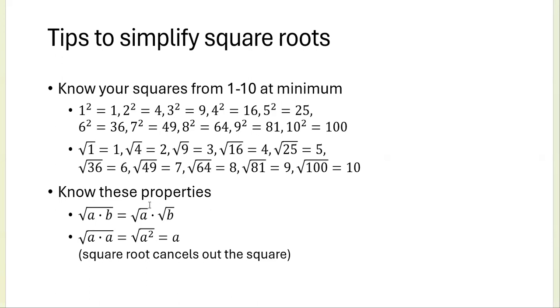And then we've got to know these properties. The square root of a times b is the square root of a times the square root of b. You can break up the radical into two when the terms are being multiplied to one another, or you can combine them. They're bidirectional. And the square root of a times a, which is just the square root of a squared, simplifies to a. The square root cancels out the square essentially. We've got to know these.